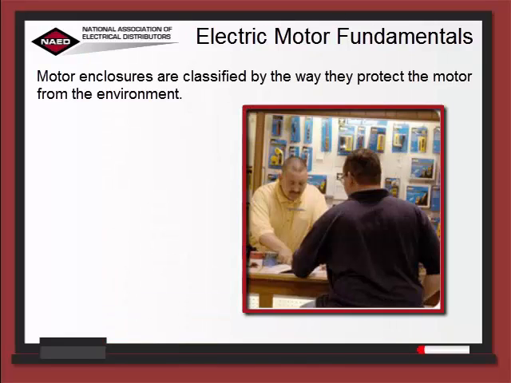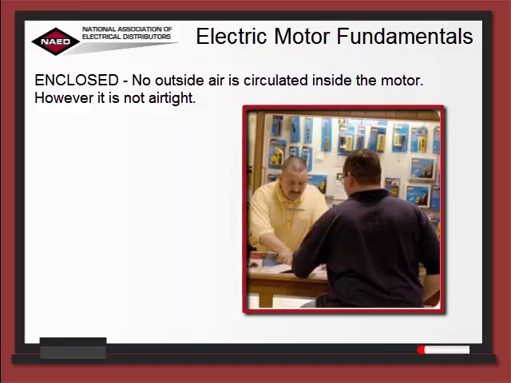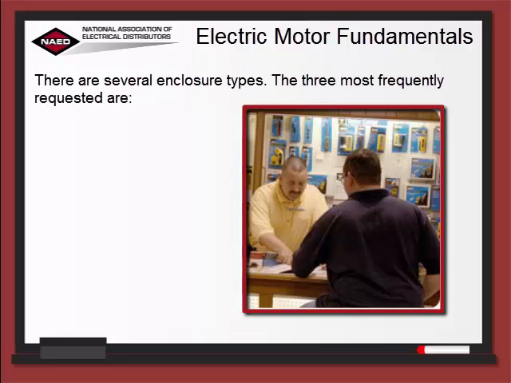You will also need information about the desired enclosure, which is the motor's protective case. All motor enclosures are classified according to the way they protect the motor mechanically from the environment. These classifications are open, in which outside air is circulated inside the motor to cool it, and enclosed, in which no outside air is circulated inside the motor. An enclosed motor, however, is not airtight. There are several enclosure types within each of these general classifications.